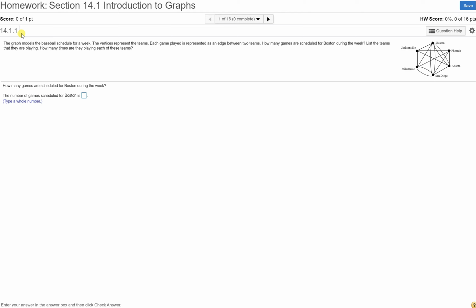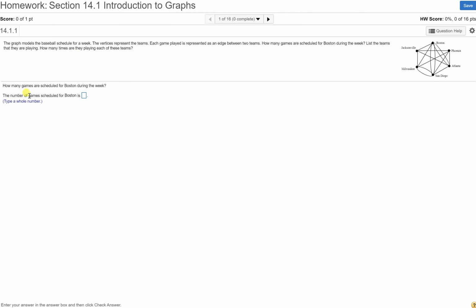So it says here, the graph models a baseball schedule for a week. The vertices represent the teams. Each game played is represented with an edge between two teams. How many games are scheduled for Boston during the week? And list the teams they are playing. How many times are they playing each of these teams?